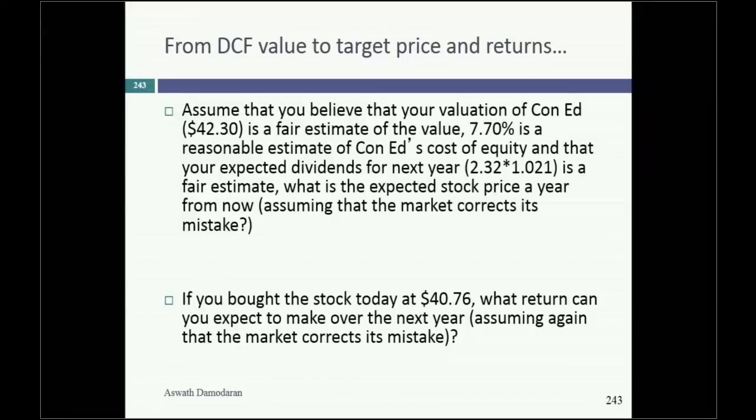So let's say you are an equity research analyst. Okay? Let's say the numbers I've done are pretty reasonable numbers, 7.7% cost of equity, and dividends of 20, and the current stock price is 40.76, and that the value per share is 42.30. That's the value today. And I ask you to tell me what your target price will be for the stock 1 year from now. Can you convert a DCF value today to a target price a year from today? What would you need to do?